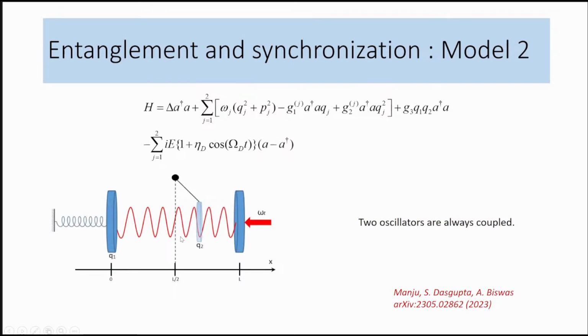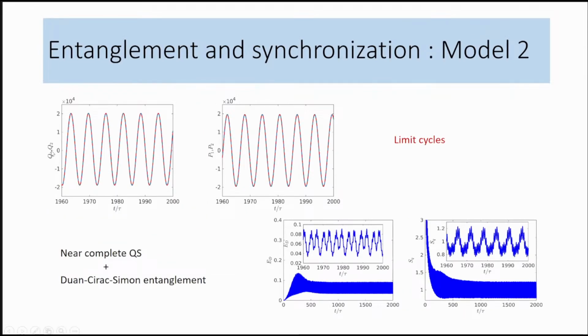And in this case, the two oscillators are a little different. One is in the middle of the cavity and another one is one of the mirrors. And that is why the two oscillators are always coupled. In this case, the coupling constant has a Q squared term and also a Q1 Q2 term, so there is a direct coupling. If there is enough number of photons in the cavity, then G3 A dagger A can be large enough to couple them stronger.